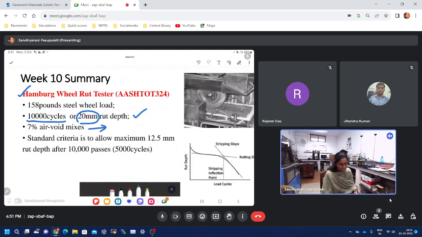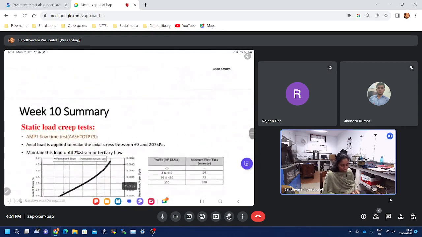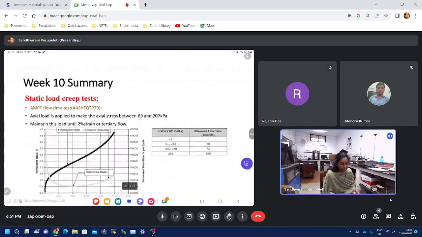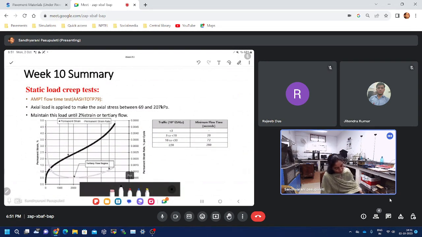We need to prepare the specimens with 7% air voids, and the standard criteria is to allow for 12.5 mm. So this criteria is the only thing that is different in these simulative experiments. Otherwise, all the simulative experiments are of the same kind. So as we finish the empirical and also simulative experiments, the other kind of experiment is nothing but the fundamental experiments.